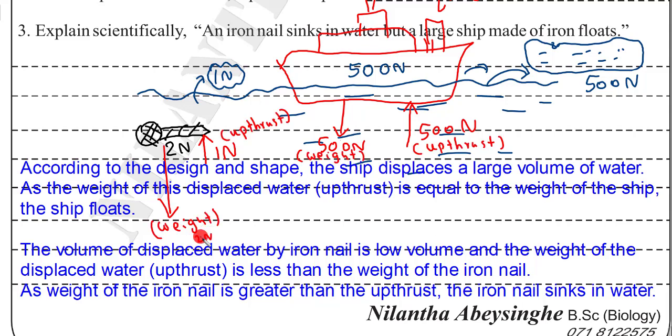If you take the iron nail, weight 2 Newton, upthrust 1 Newton. In that case, weight is greater, so it is sinking. But if you take the ship, children, weight 500 Newton, upthrust also 500 Newton, floating. Why? It gets a greater upthrust. According to the shape, it displaces a larger volume of water. But the nail displaces only a little volume of water. In that case, the weight of the displaced water is less than the weight of the iron nail.